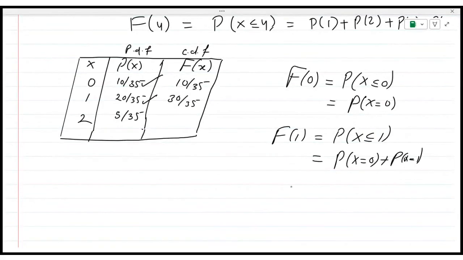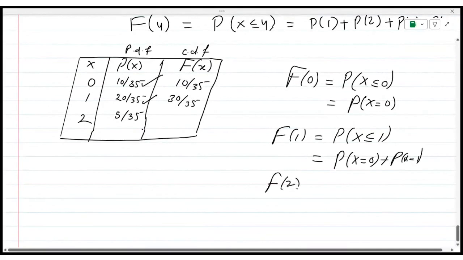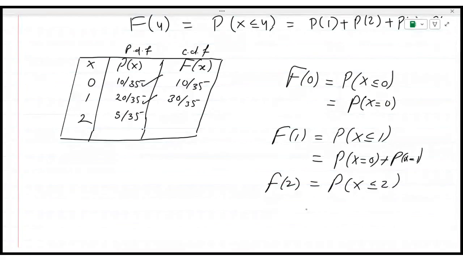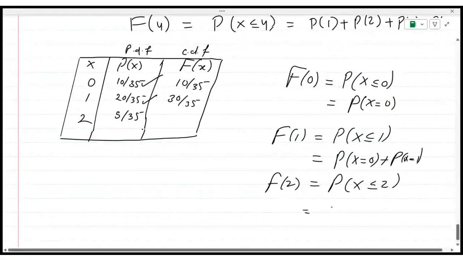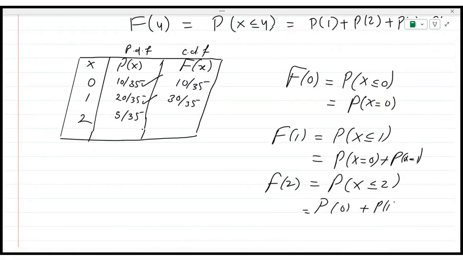Now, what is F of 2? F of 2 means what are the chances that the random variable will have a value less than or equal to 2? So 0, 1 or 2. Probability of 0 plus probability of 1 plus probability of 2. So the probability of 0 is 10 by 35, probability of 1 is 20 by 35, probability of 2 is 5 by 35. If you add all these three, you will get 1. The last number will always be 1.